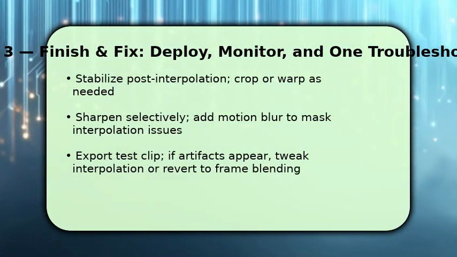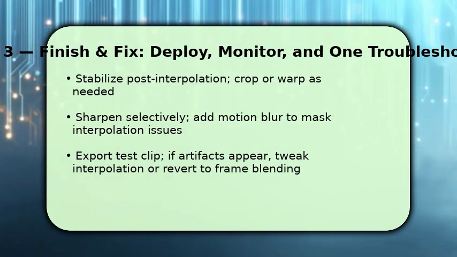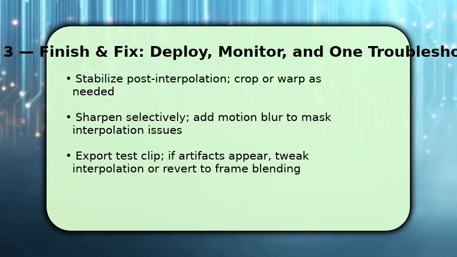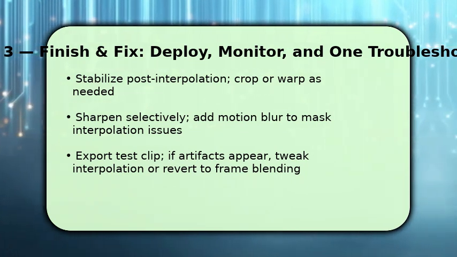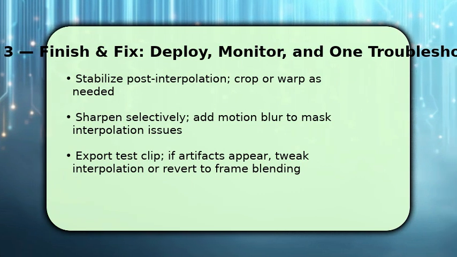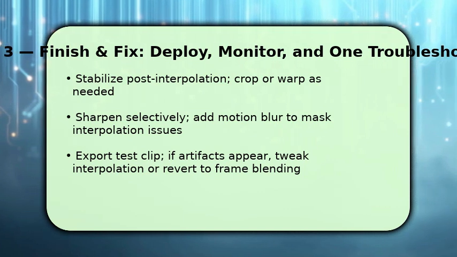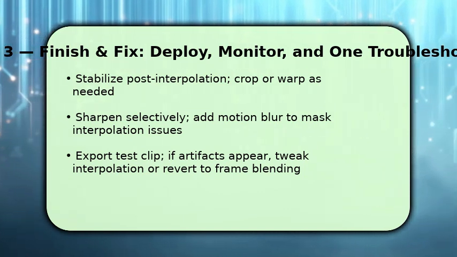Finally, stabilize the slow footage after interpolation, because motion synthesis can introduce jitter. Crop or use warp stabilize to fix edges. Then add selective sharpening and a subtle motion blur. This helps the eye accept generated frames by recreating natural exposure blur.